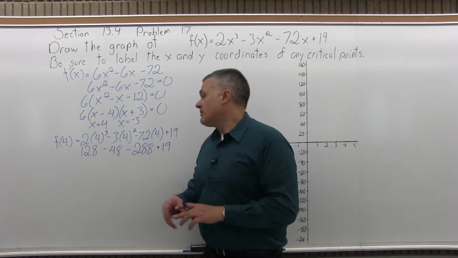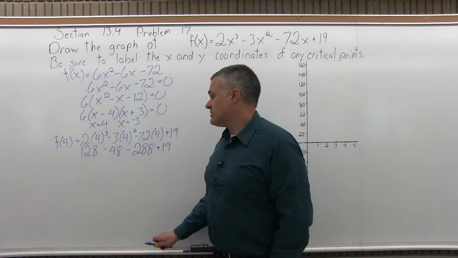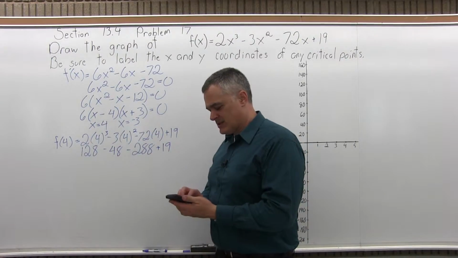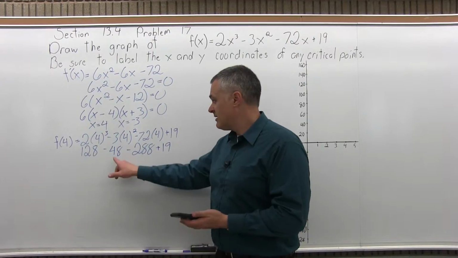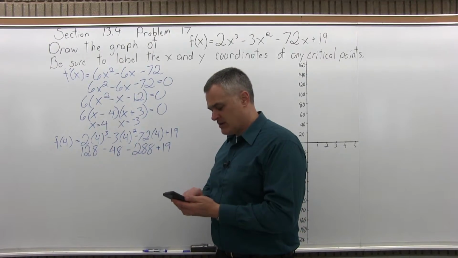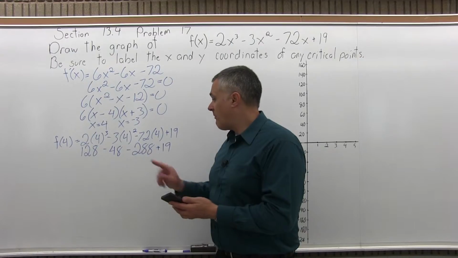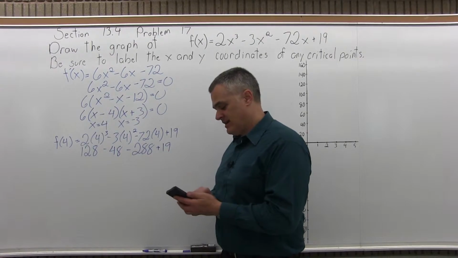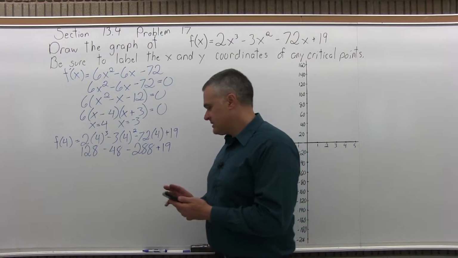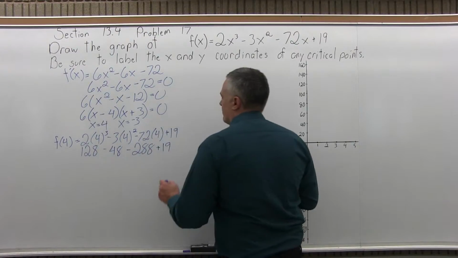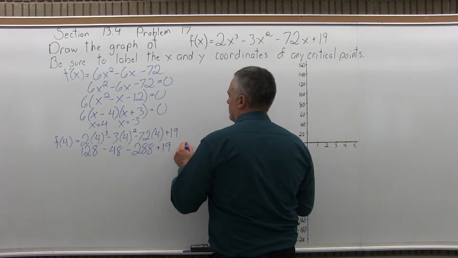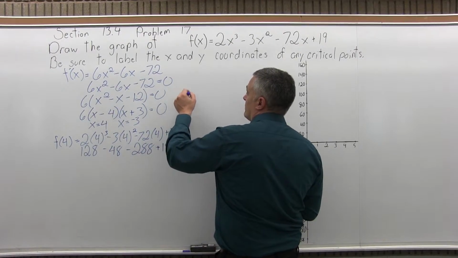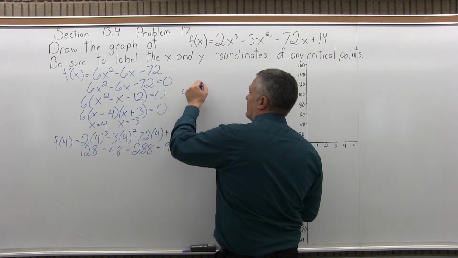So now I can combine my positives and negatives, or I can just cheat a little bit and take my calculator, just run it right through as is. So I'll have 128 minus 48 minus 288, then plus 19 equals, and it comes out to negative 189. So I have one critical point with an x-coordinate of 4 and a y-coordinate of negative 189.